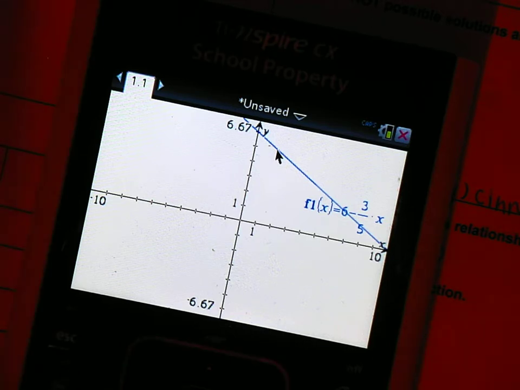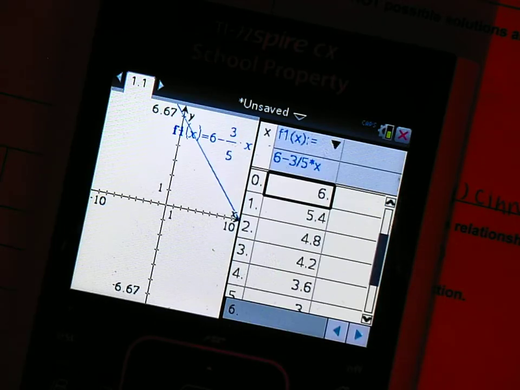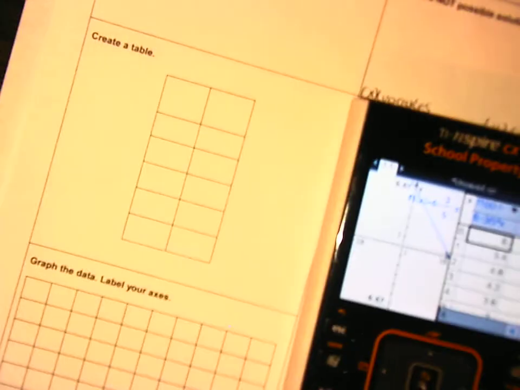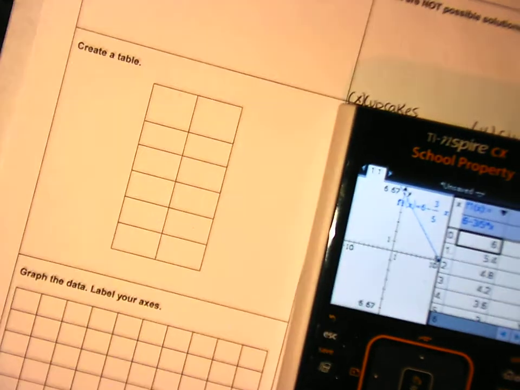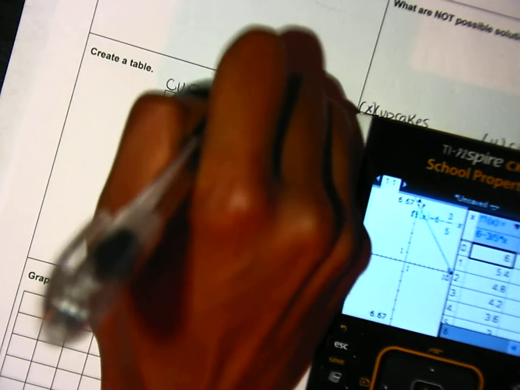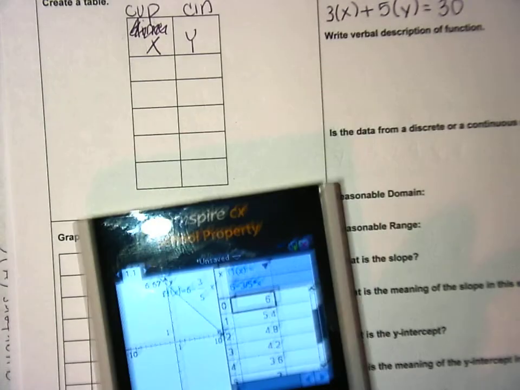Now I'm going to pull up my table, Control T. Now here, this is all I needed, this table right here. This is all I needed to fill out this side. So here it says create a table. Remember, my X were my cupcakes, and Y are my cinnamon rolls. So I'm going to copy the table straight from my calculator.